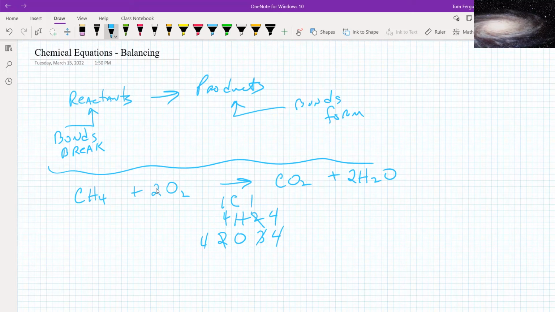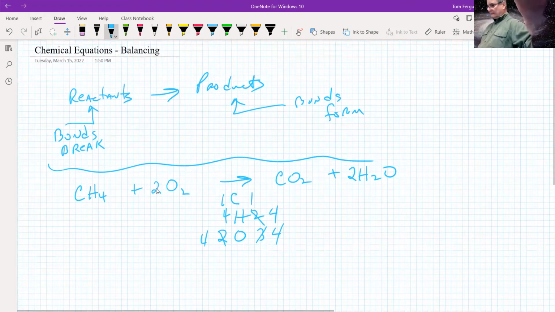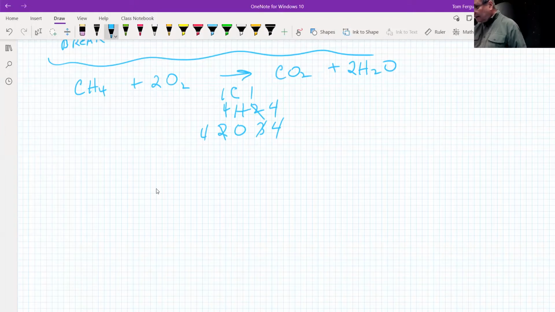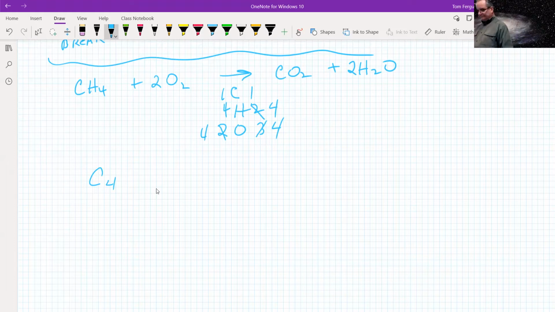Okay, so let's do another one. Is everyone okay with this so far? Remember, we change only the coefficients, not the subscripts. If we change the subscripts, it's a different molecule. So all we're doing is changing the coefficients, which say how many of those molecules we have.